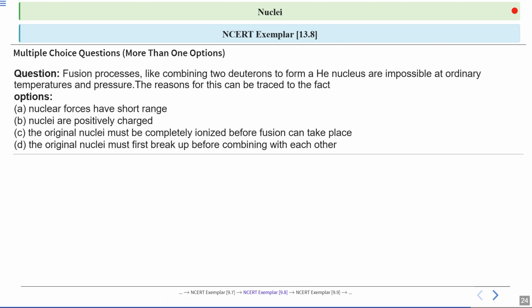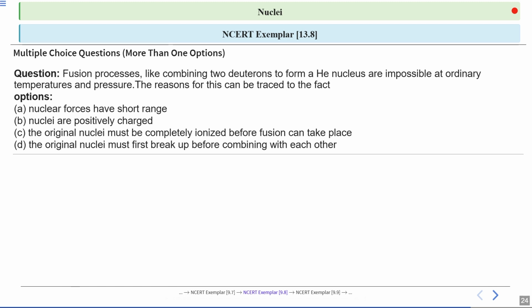The next question is a multiple choice question and more than one option can be correct. The given question focuses on the challenges associated with nuclear fusion, specifically the process of combining two deuterium nuclei to form a helium nucleus. It presents a multiple choice question that explores the reason why such fusion processes are not feasible under normal conditions, that is, at ordinary temperatures and pressures. The question asks about the reason for the infeasibility of the fusion process under normal conditions. Four options are given and you have to choose the correct ones. More than one option can be correct.